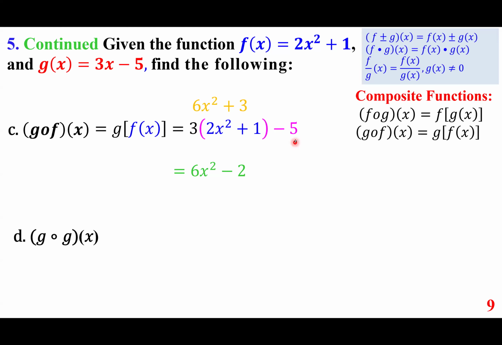g of g of x means replace the x with the g itself, 3x minus 5, and try to simplify. So what do we get here? 9x minus 15. And these two add up to minus 20. The final answer is 9x minus 20.